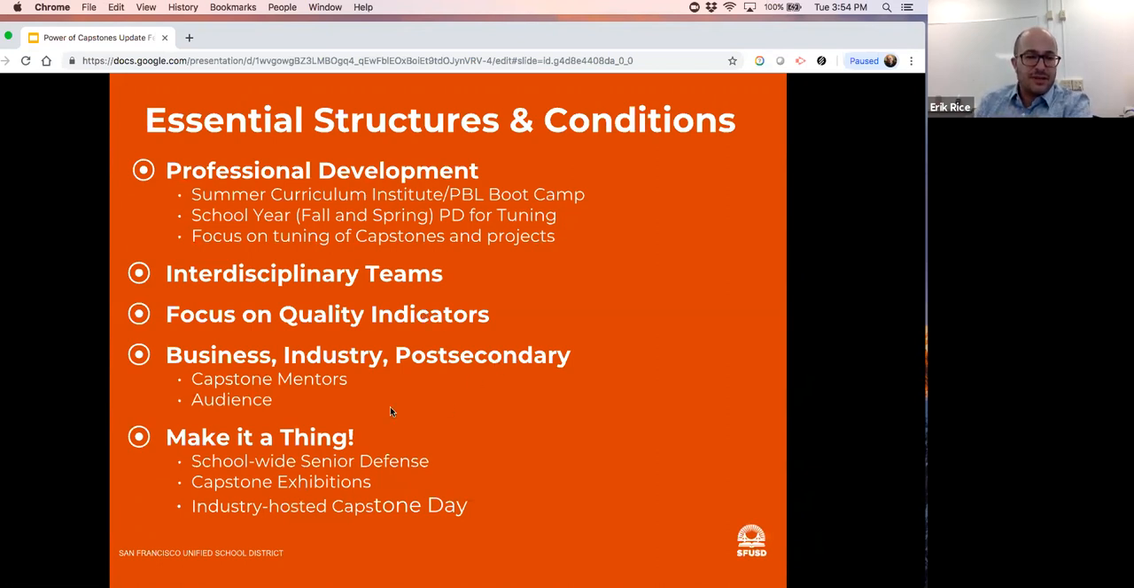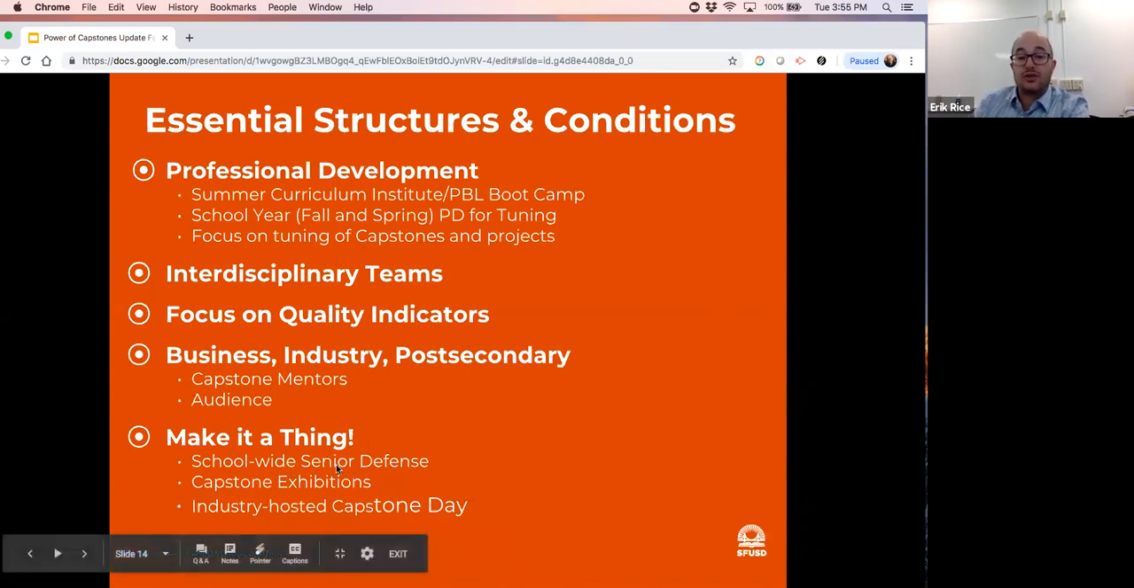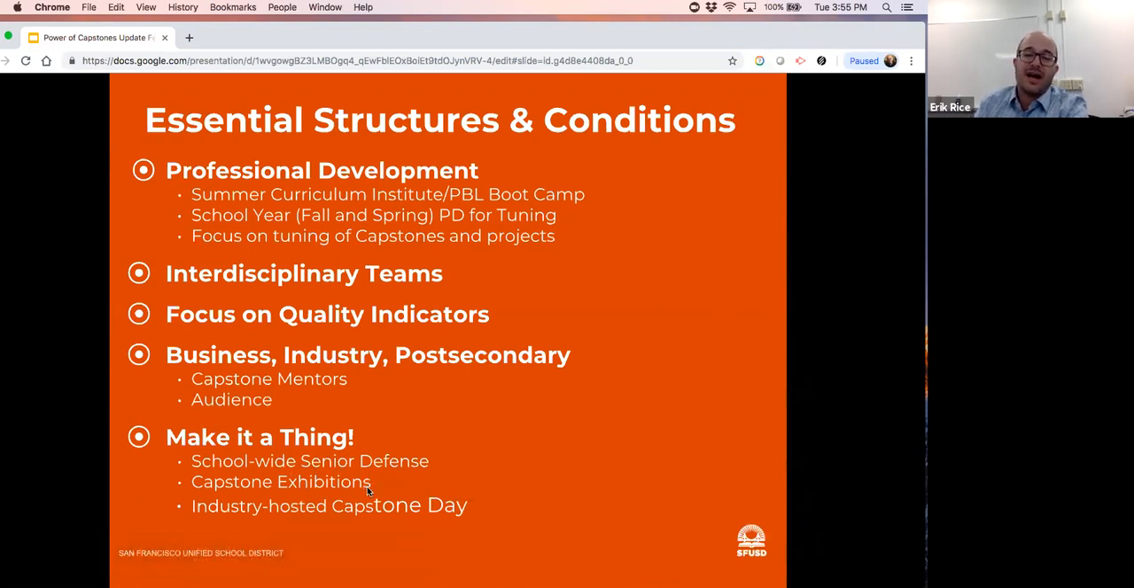And then lastly, is the idea of make it a thing. If it's something that just sits within an individual teacher's classroom, it doesn't give the life that we think capstones deserve. It needs the buzz, it needs media, it needs a lot of district-wide marketing. So the idea of a school-wide senior defense is one example. Capstone exhibitions that might be not quite as high stakes as a senior defense, but still creates a life to it. And we've had increasingly our industry partners hosting capstones themselves.